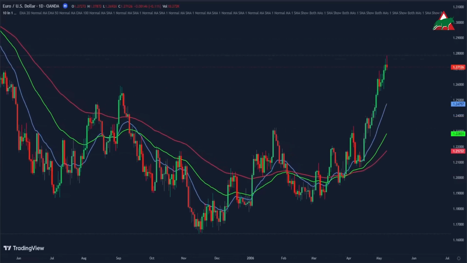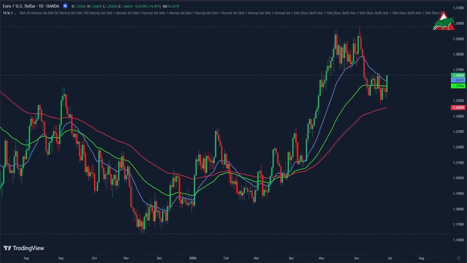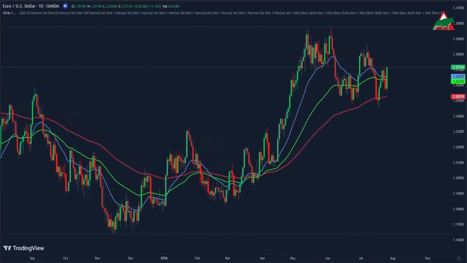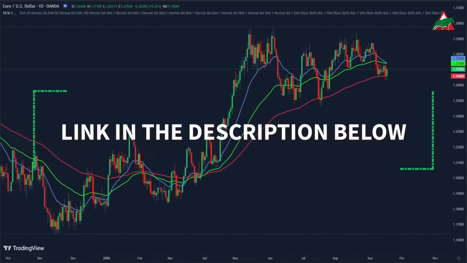Secondly, make sure you're using a broker with a low spread. This is critical because when you're scalping, every single pip counts. Check out our recommended broker link in the description below.